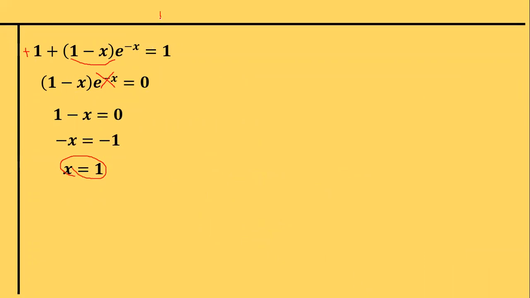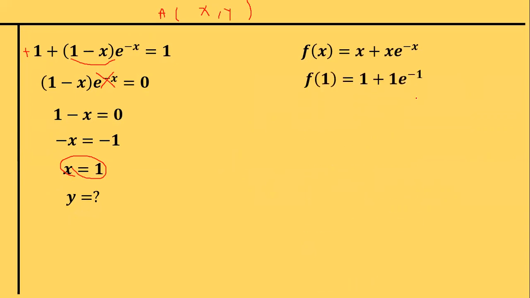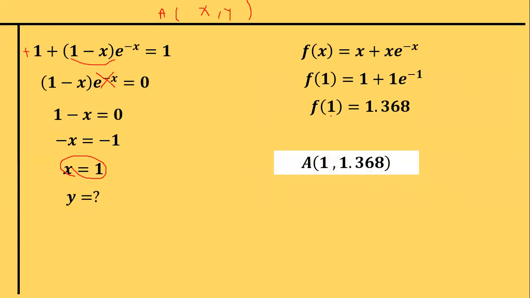But in order to determine the coordinates of the point A, we have to find the value of x and the value of y. So now I'm going to replace x equal 1 in the function f and calculate the final answer. Now we can say that the coordinates of the point A are 1, 1.3, 6, 8.